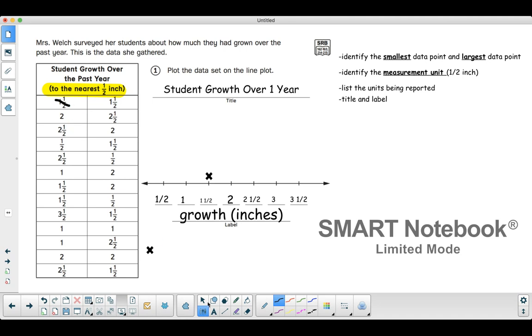The next data point is 2. So I'm going to plot that data point, and then I'm going to go ahead and cross off that data point. The next one is 2.5. Plot the data point. Cross off the data point. Then we have 1/2. We are going to plot the data point and then cross off the data point. You're going to continue to do this until all of the data points are plotted.